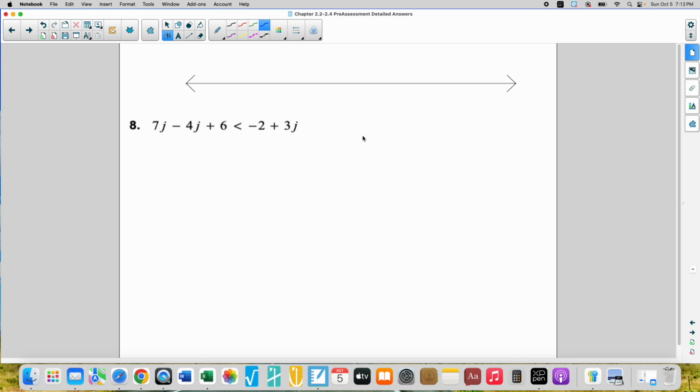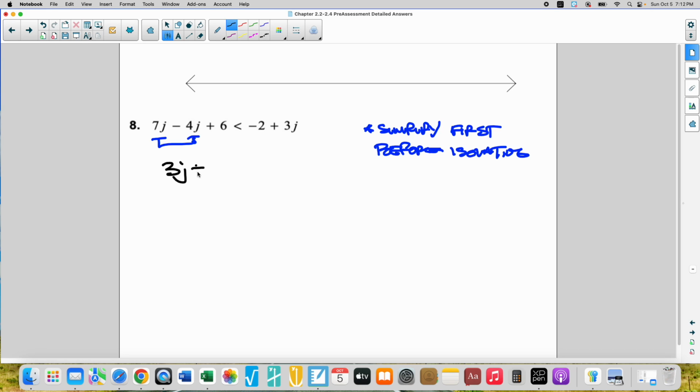Here we go. So we need to simplify first before isolating. So we have like terms here. No like terms on the other side. 7j minus 4j is 3j plus 6 is less than negative 2 plus 3j. Let's move the variables. Let's minus 3j, minus 3j. Gives me 6 is less than negative 2.